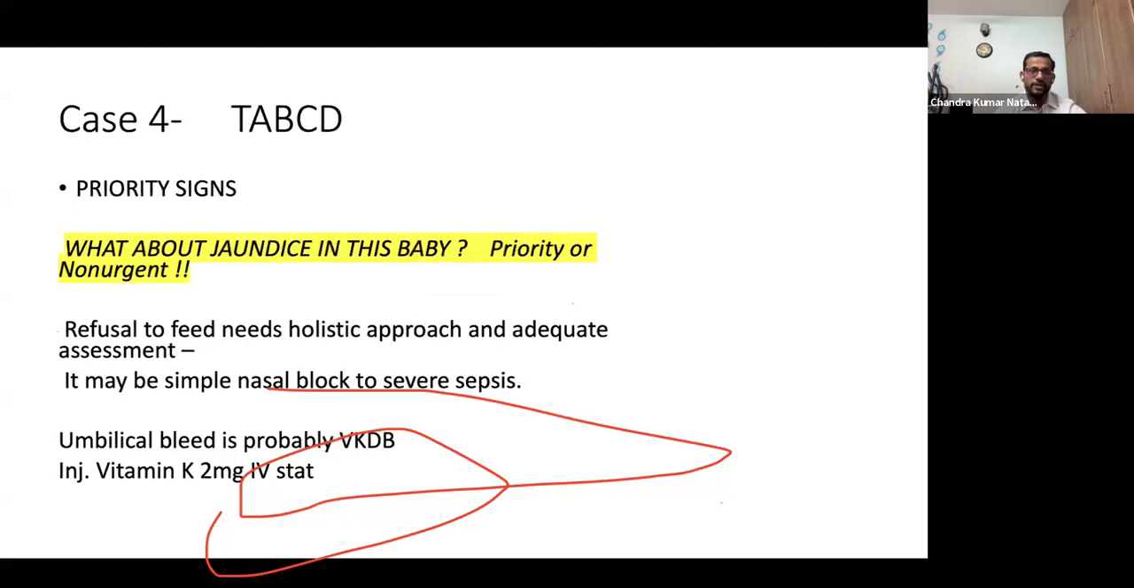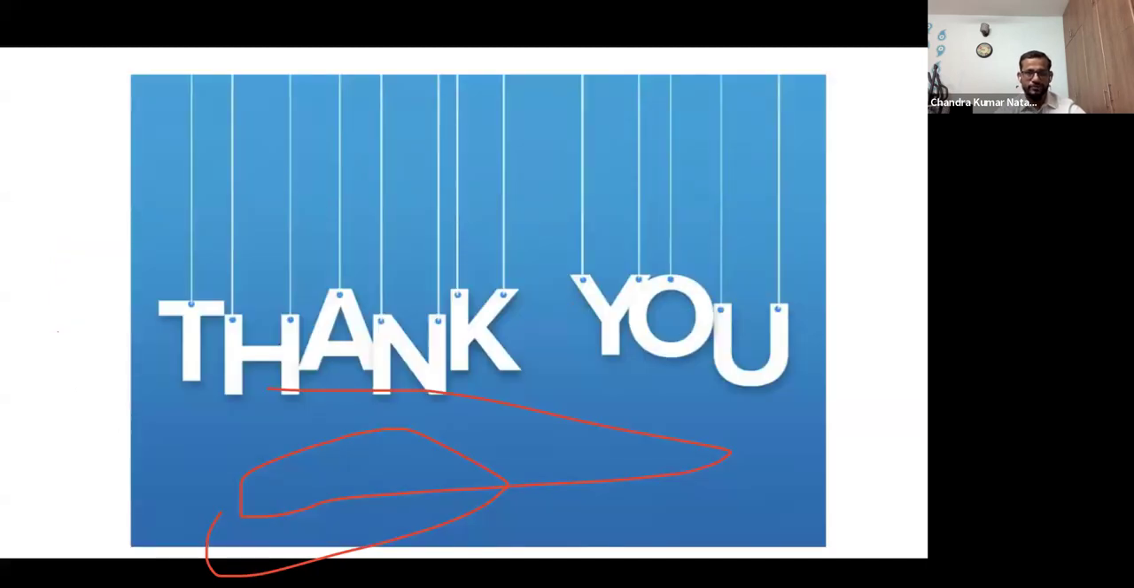Refusal to feed needs a holistic approach and adequate assessment. The cause for refusal to feed may vary, so we need to identify the underlying cause. This baby is a priority baby. You need to identify why there is refusal to feed and treat it by identifying the underlying cause. Umbilical bleeding may be due to vitamin K deficiency bleeding. You need to go into the history, and if vitamin K was not given, you may have to administer vitamin K to the baby. But you need to admit the baby for observation and to assess the response to treatment. Okay, thank you.